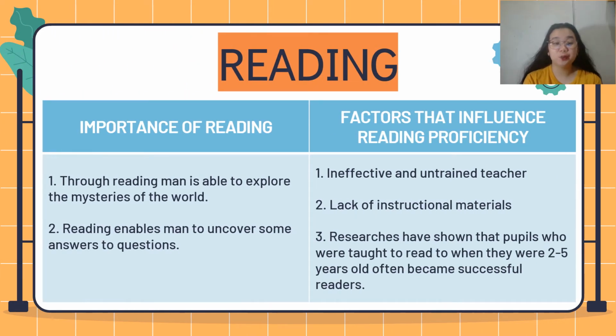Let us now tackle the importance of reading and the factors that influence reading proficiency. The importance of reading is: through reading, man is able to explore the mysteries of the world, and reading enables man to uncover some answers to questions. While the factors that influence reading proficiency are ineffective and untrained teachers, lack of instructional materials, and lastly, researchers have shown that pupils who were taught to read when they were 2 to 5 years old often became successful readers.